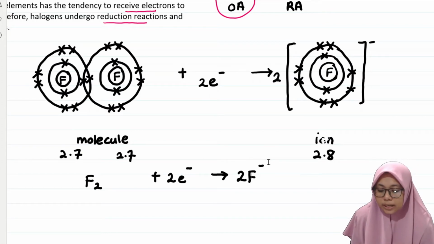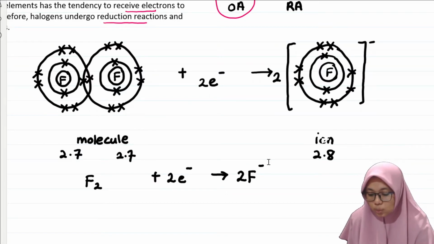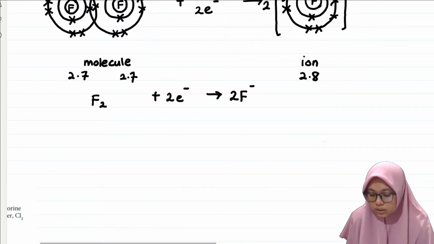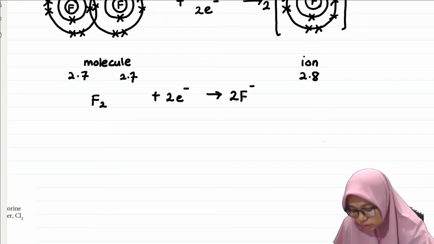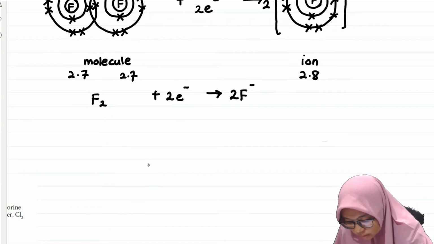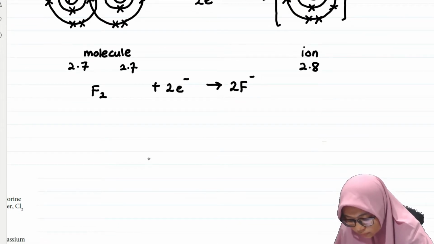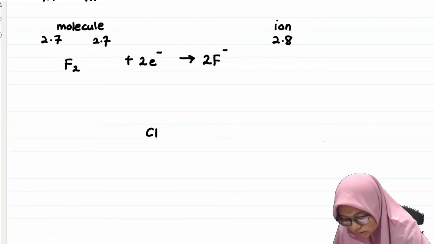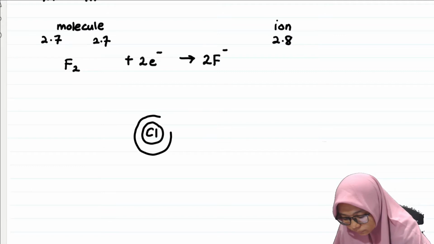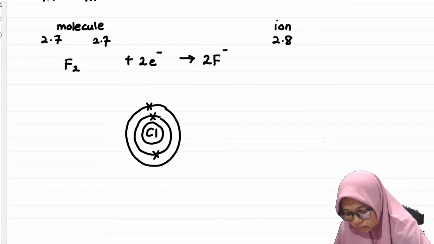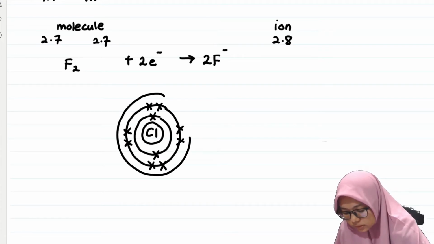The difference is that the chlorine atom is bigger than the fluorine atom. So why is the chlorine atom bigger than the fluorine atom? Because chlorine has 3 shells occupied by electrons. So if I draw the electron arrangement of the chlorine atom, you will get Cl. The electron arrangement is 2, and then you have 8, and in the third shell, you have 7.